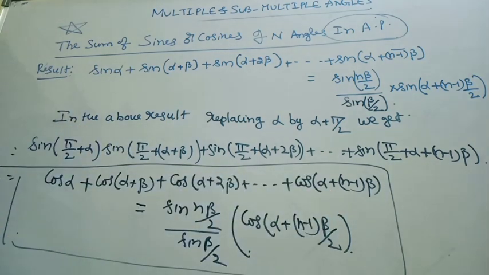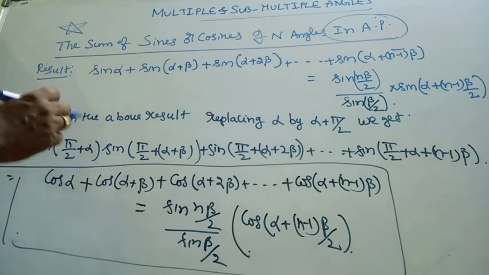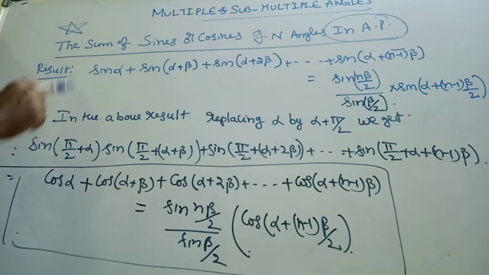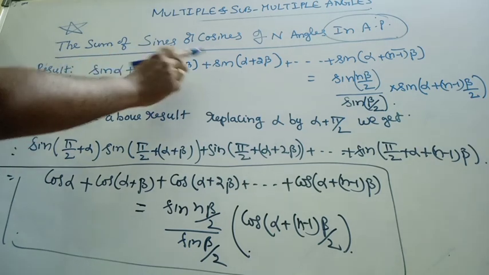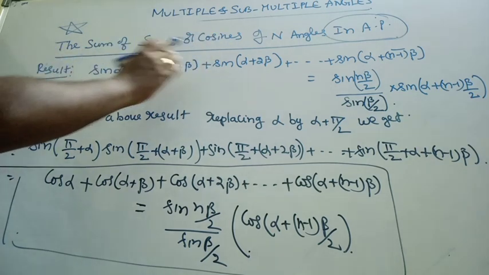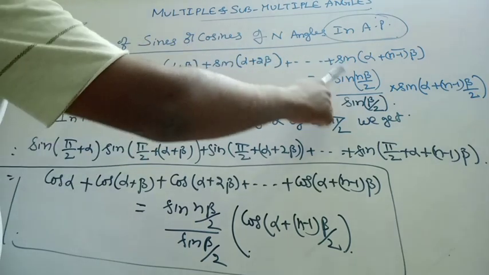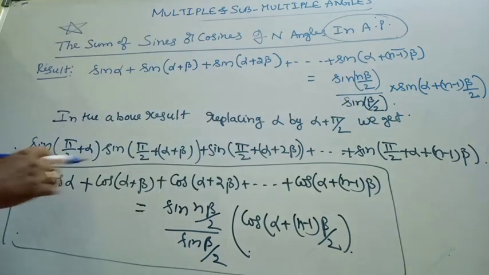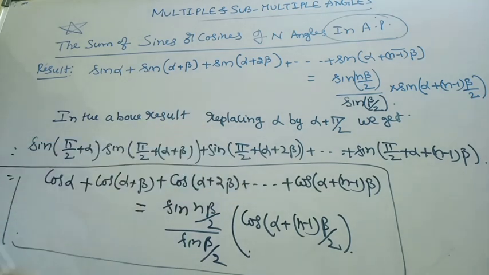My dear students, in this beautiful way we can solve or prove this beautiful result. Now we have obtained two results when the angles are in arithmetic progression. One is in terms of sine, the outcome is this. Similarly, in terms of cos, the outcome is like this. It's a wonderful result, my dear students.